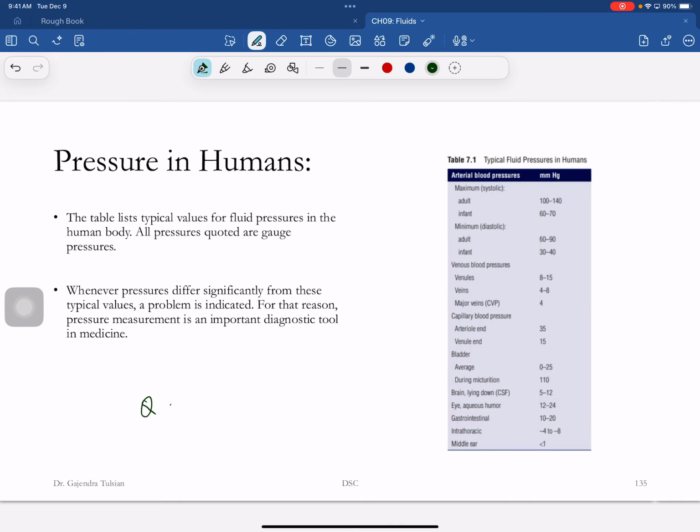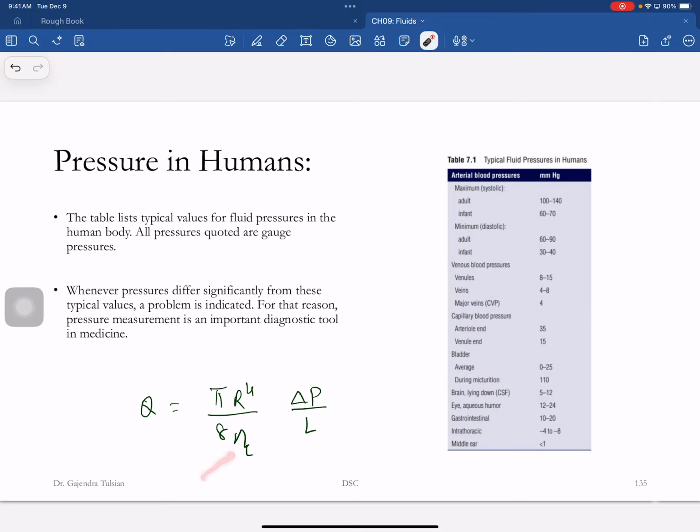So for the flow rate, here's sort of a partial reason: R to the power 4 delta P over L over 8 eta. Eta is the viscosity of the blood. The viscosity of the blood doesn't change between an adult and an infant. The length of the blood vessels is smaller in a young infant, and so you don't need as great a pressure. So the pressure is that, and again, these are all gauge pressures. The diastolic pressure is 60 to 90 in adults and 30 to 40 in infants. In the veins, it's between 4 to 8 millimeters of mercury.